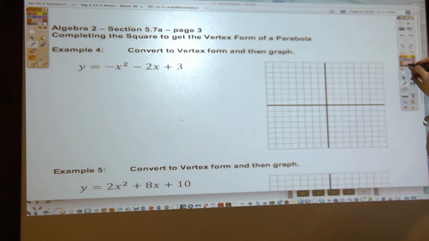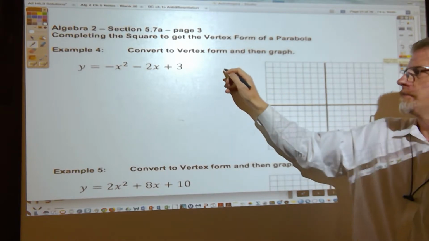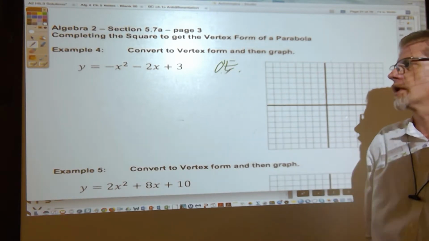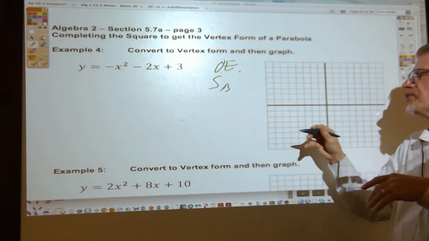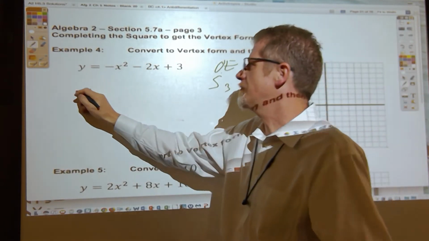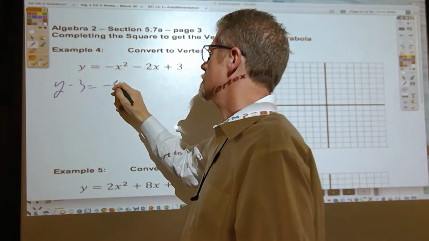Artists, math artists, are you ready to roll? Here we go. Okay. Now, for starters, fortunately, it's just like before. We'll get that 3 out of there. Let's subtract 3 from both sides. 1 plus 3, x squared minus 2.